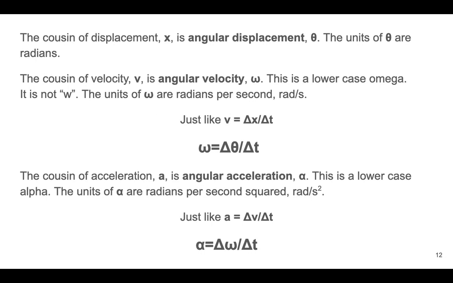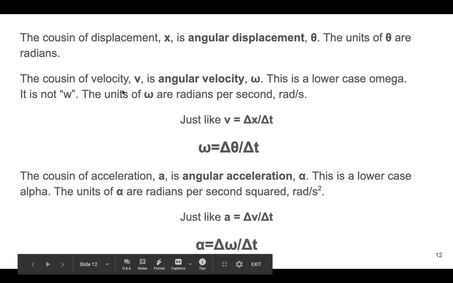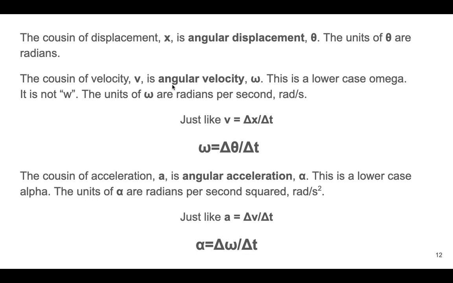So the cousin of displacement x is angular displacement theta. The units of theta are radians. Well, they can also be degrees, they can also be revs, but we're going to usually want to have them in radians for the problems we're doing, especially the kinematics problems. So think of the other cousins. The cousin of velocity v is angular velocity omega. So don't call it w, please. Call it omega. I know it's just a script w, but call it omega.